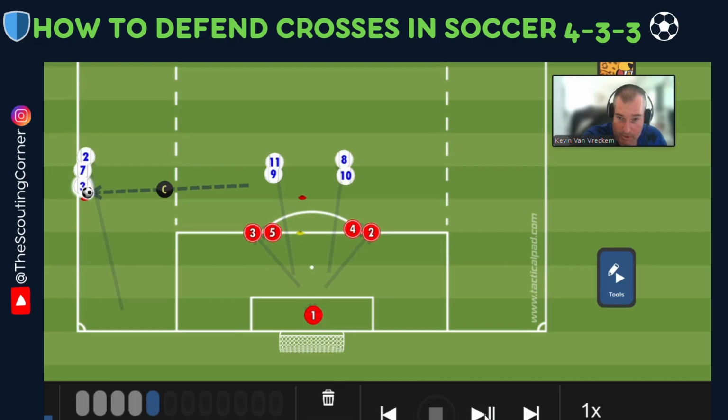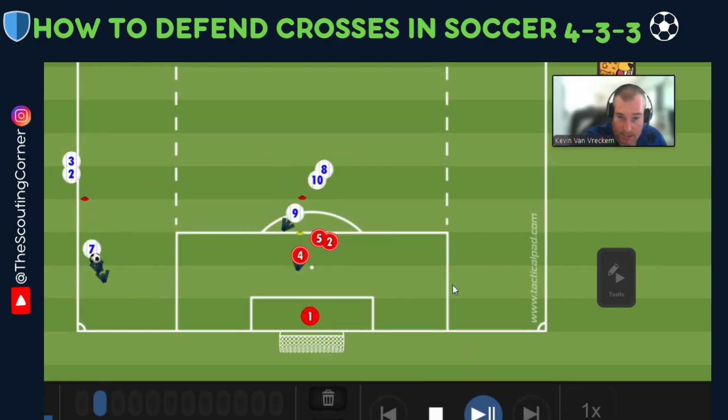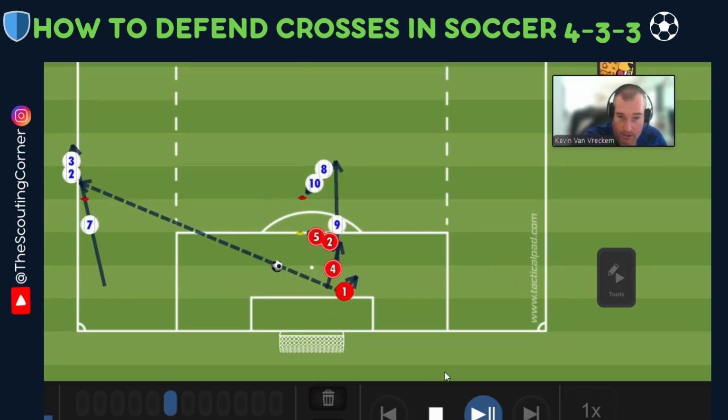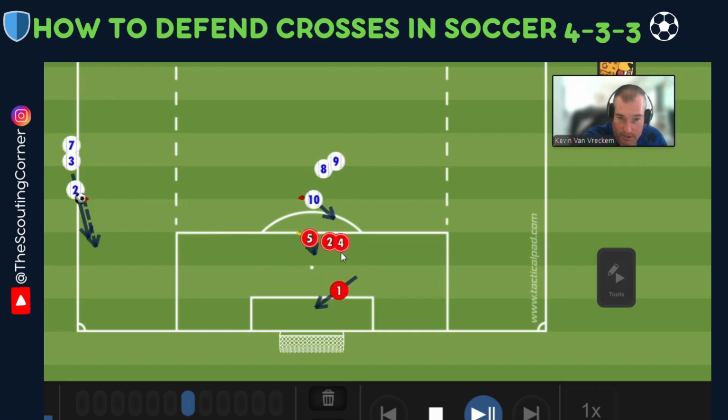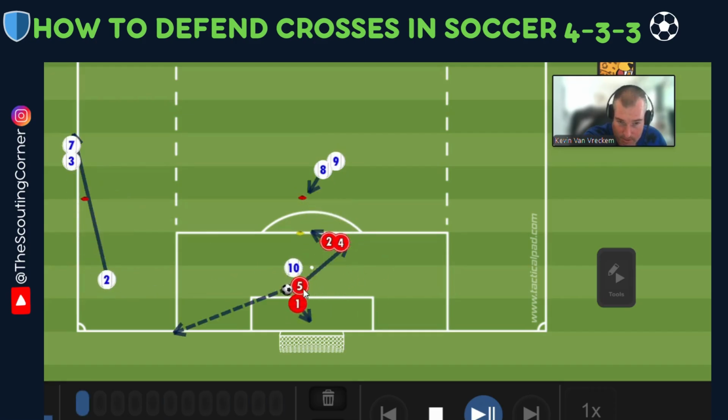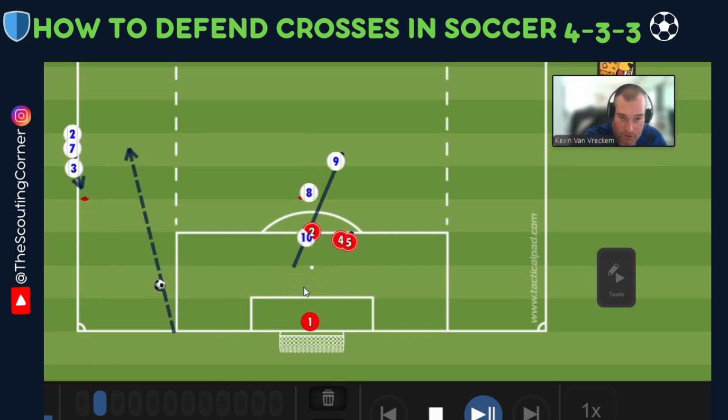I'm just going to let it play one more time so you actually see that we go from a 1v1 situation where this number 4, the center back, did not see the attacker and the ball at the same time. This was good, where the center back went from zonal to man marking, having that split vision.